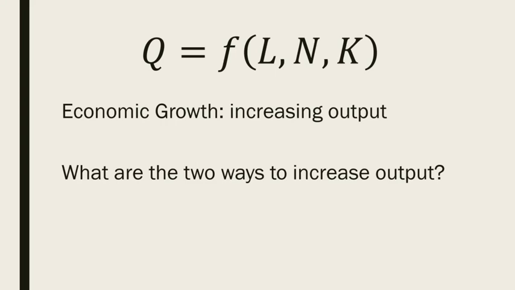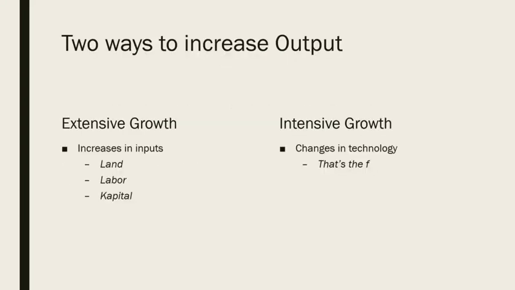When we talk about economic growth, we're talking about increasing output, increasing the quantity. And so there are two ways to increase the output. Can you identify those two ways? Well, those two ways can be called extensive growth, meaning that we increase the inputs. We get more land, we get more labor, we get more capital. The other way is intensive growth. You get changes in technology. That's the F. All right, it's an actual function that converts those inputs into output.